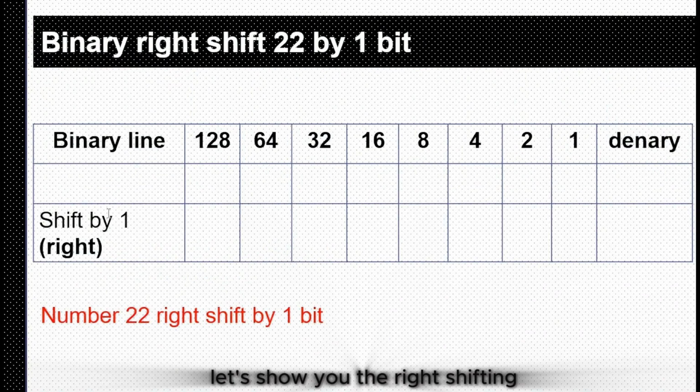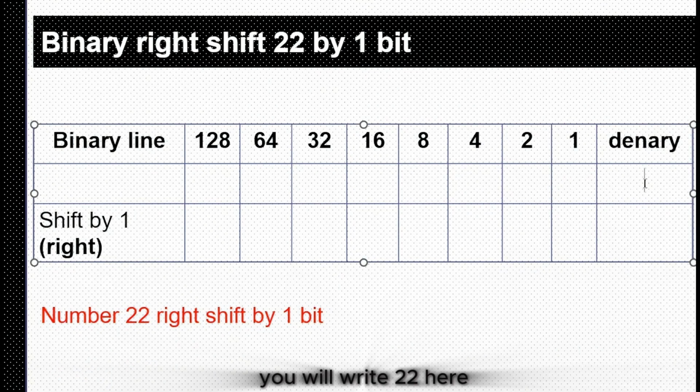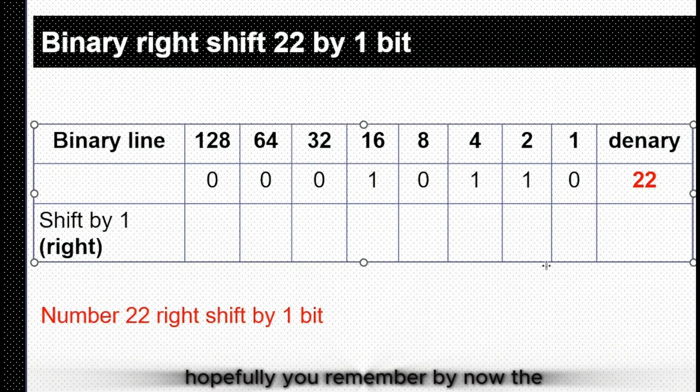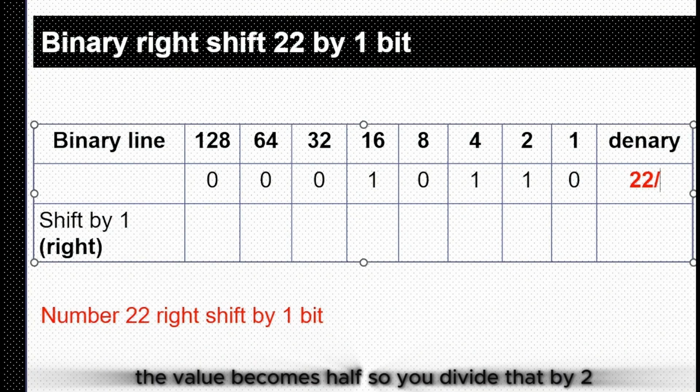Let's show you the right shifting. Exactly the same process. We will write 22 here, convert that into binary. So that is too big as seen previously. That is too big. So we put a 0. We put a 0 here too. That goes once. Then we put a 0 here. Then we put a 1 here. We put a 1 here. That's a 0. So when you divide, hopefully you remember by now, the value becomes half. So we divide that by 2.